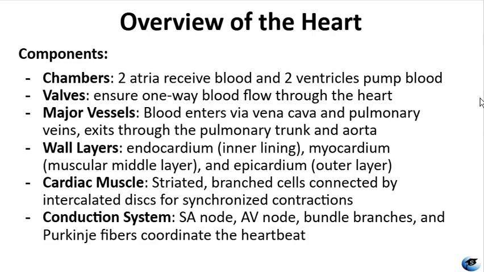The major vessels connected to the heart include the vena cava, which brings oxygen-poor blood into the right atrium, the pulmonary veins, which return oxygen-rich blood from the lungs, the pulmonary trunk, which carries blood to the lungs, and the aorta, which sends oxygenated blood to the body.